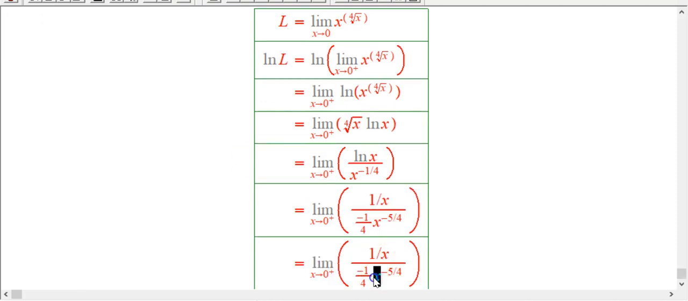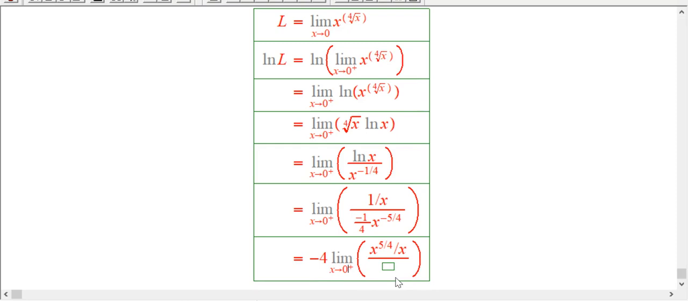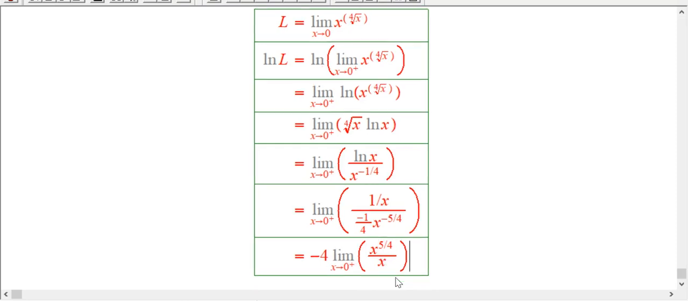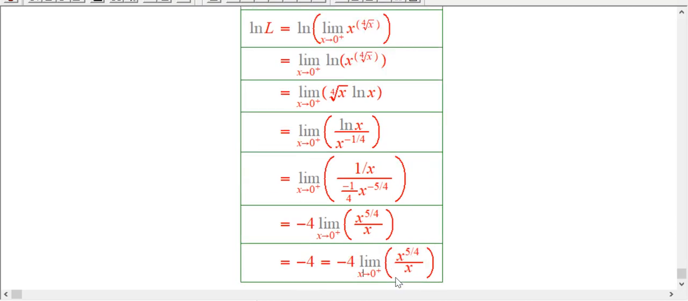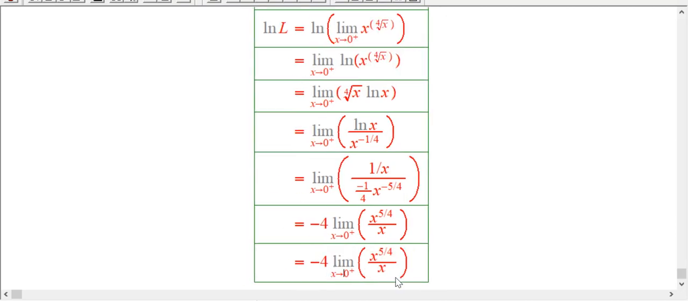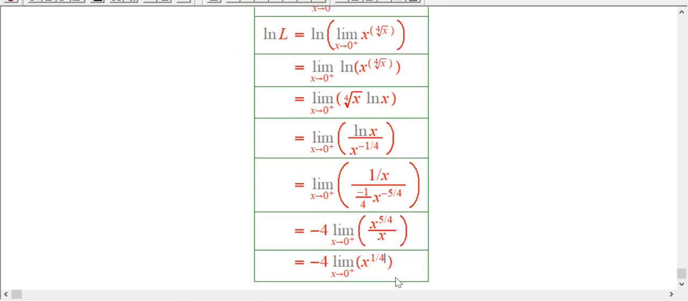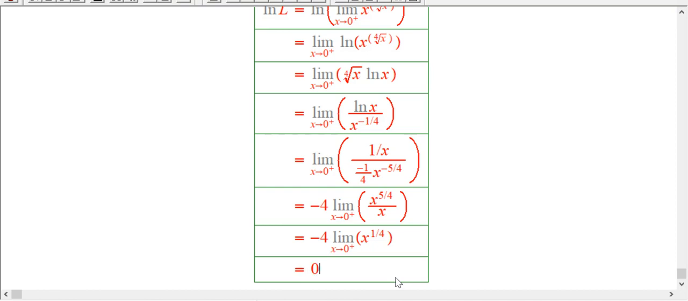Now I can actually bring the x to the 5/4 back up top as a positive power. I'm going to take this out as a minus 4. So dividing something by minus 1/4 is just minus 4. And actually, let's just rewrite that with the x on the bottom here. Oh my goodness, that's really not so bad. That is just minus 4 times the limit of x to the 1/4. I'll just redo it from scratch. And that is equal to 0.